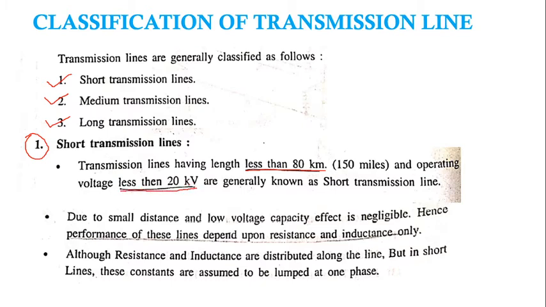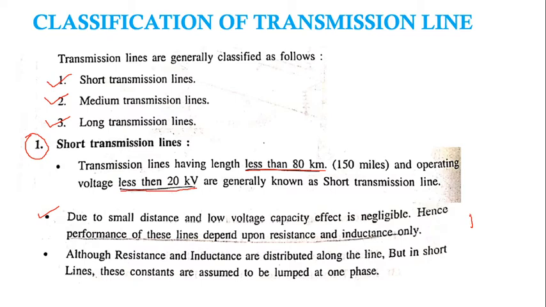Okay, operating voltage less than 20 kV are generally known as a short transmission line. Due to small distance and low voltage, capacitance effect is negligible. We are going to neglect the effect of capacitance in a short transmission line. Hence, performance of these lines depends upon resistance and inductance only.